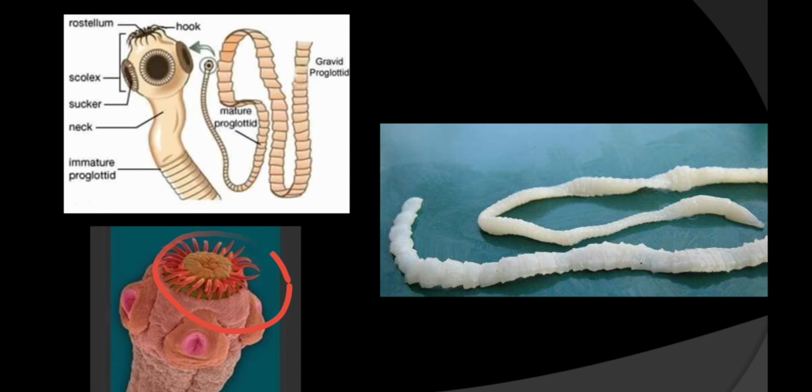At the top you will find a hook and a sucker also. With the help of the hook and the sucker, they get attached to the host body. With the help of the hook, they anchor into the intestine, and with the help of the sucker, they create a vacuum to get attached to the host body, so that they will not move out of the body through peristaltic movement. So this is very dangerous and it causes a disease called teniasis.